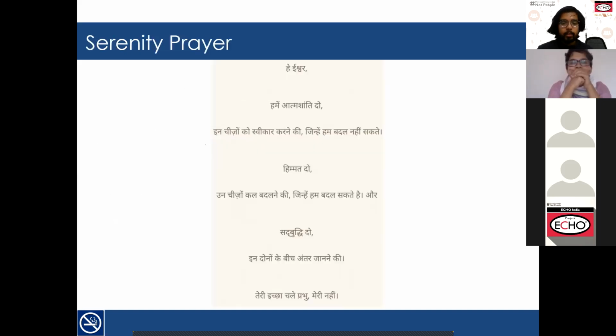The serenity prayer, like we introduced last time, for those who haven't been in this session, is a prayer that tells all the workers that there are a few things in our control and we can change them. There are a few things that are beyond our control. It is a prayer to acknowledge that these things are beyond our control, and it is basically a prayer that asks for overall strength.